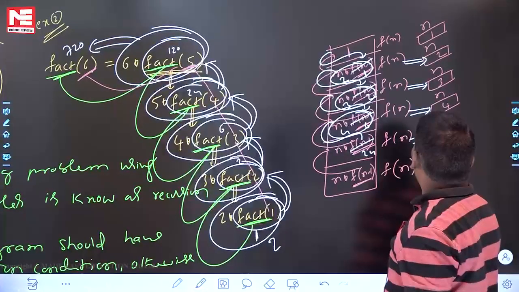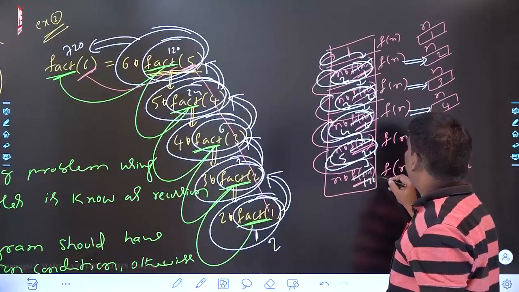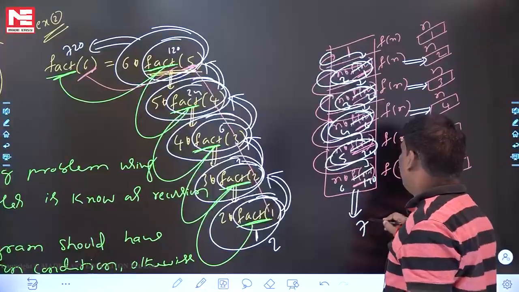What is the n value here? 5. 5 into 24. What is the answer? I think 120. 120 here. What is the n value in this? 6 will be there. 6 into 120, 720. Like that it will come.